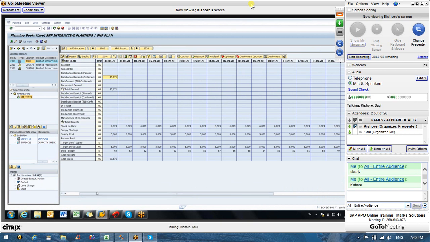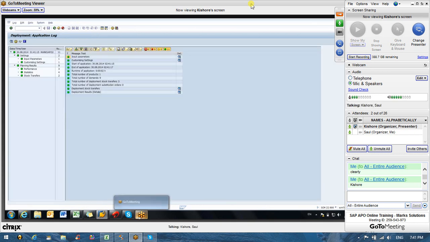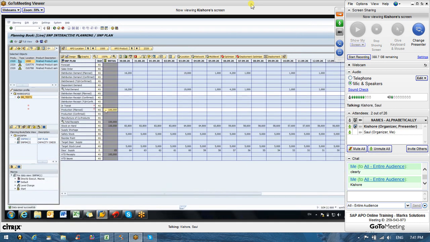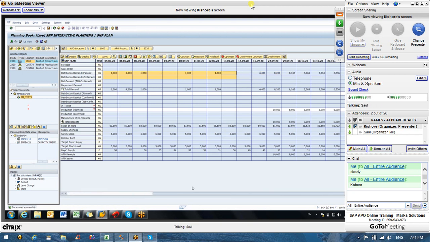It confirmed 93,000. No distribution planned orders are left, which means the distribution demand planned entries are all converted into confirmed distribution demand. But the condition is you should have enough receipts. Here, just for the sake of this setting, I increased the receipts. So it has confirmed. Previously it was confirmed somewhere till here, but now it has confirmed till the end of the horizon.